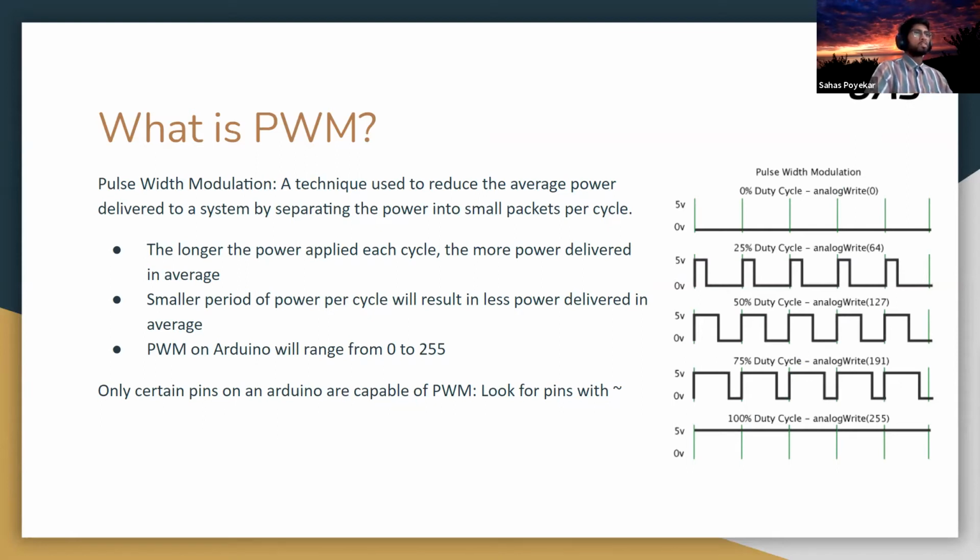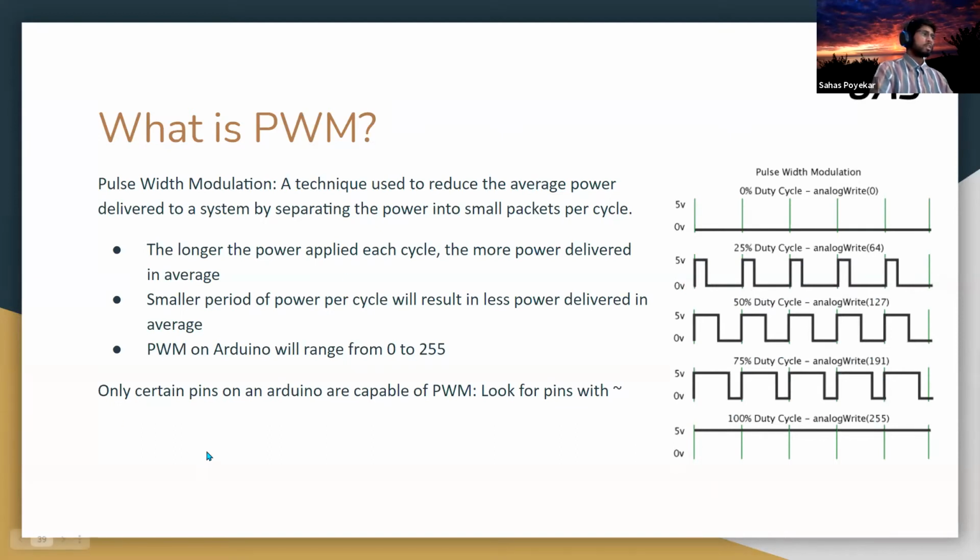If we wanted 25% power distributed to our hardware, we'd do analog write 64. And you can see in this example, for each cycle, only 25% of the cycle is at 5 volts, then it drops back to 0 over and over again. This averages out to only 25% of the 5 volts being distributed to any given hardware. This can scale to 50%, 75%, and at 100%, it essentially acts like a high signal, or a 1, as in a digital output, where we just straight up give 5 volts to any given electronic.